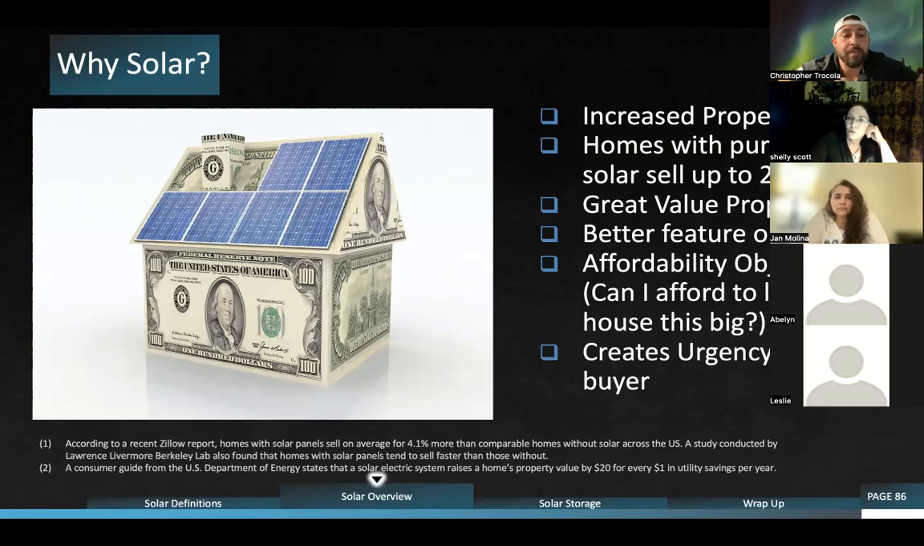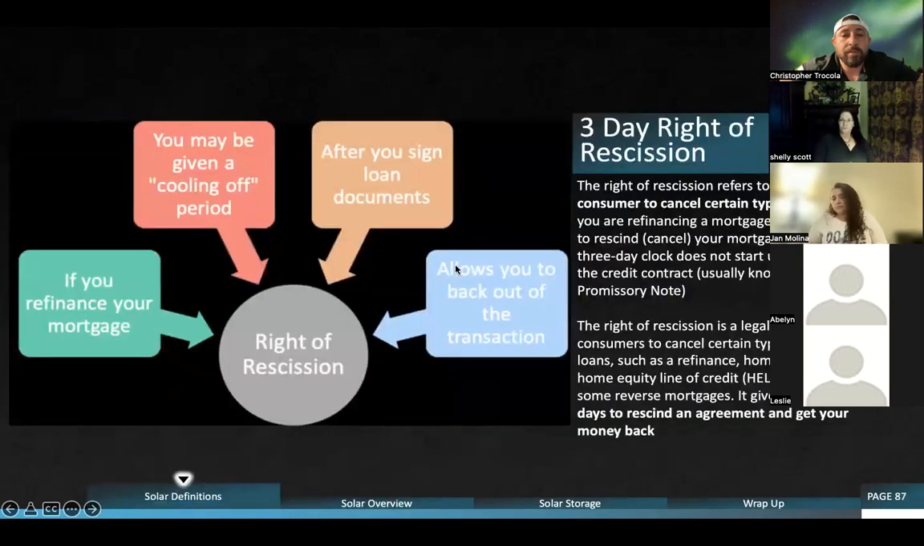Okay. One more thing I want to cover before we move on. Then tomorrow, I'll let you guys go for the day, and tomorrow we're going to start bright and early with the solar storage.